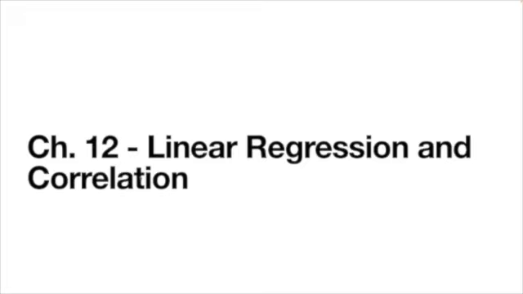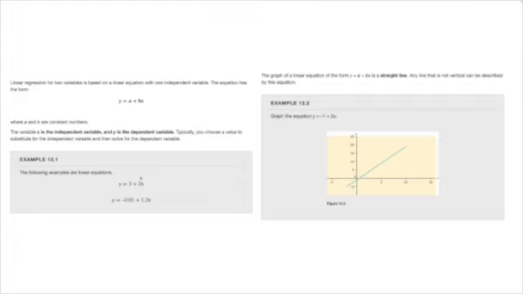Chapter 12 is all about linear regression and correlation. So 12.1 is a review of linear equations. The linear regression for two variables is based on a linear equation with one independent variable. The equation is of the form y equals a plus bx.